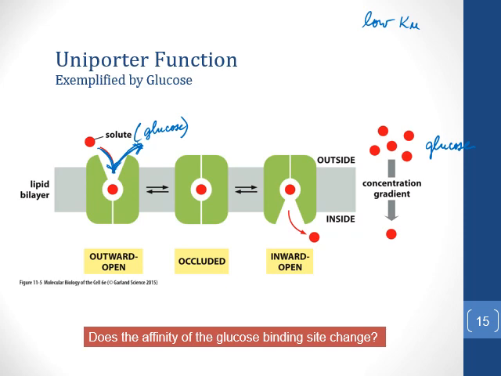But it undergoes this conformational change, and this change in conformation occludes the binding site, which means the binding site, at least momentarily, is no longer exposed to either the inside or the outside of the cell. Then it undergoes a further conformational change in which that binding site is exposed to the inside of the cell. And our molecule can come off.